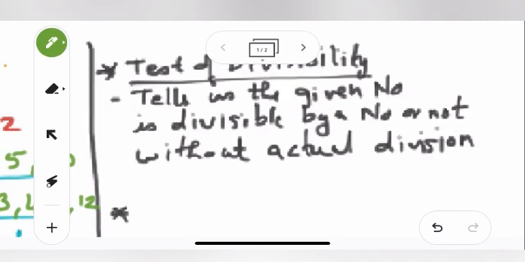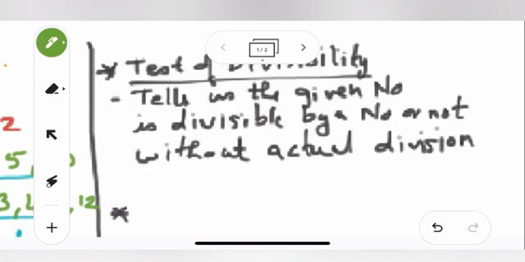Now here, to find out if a given number is divisible by another number, we can work it out by the division method, but then it is very time consuming. So the test of divisibility helps us to find whether the number is divisible by that particular other number or not, without actually doing division. With the help of this test of divisibility, we can find whether the number is divisible by a particular number or it is not.